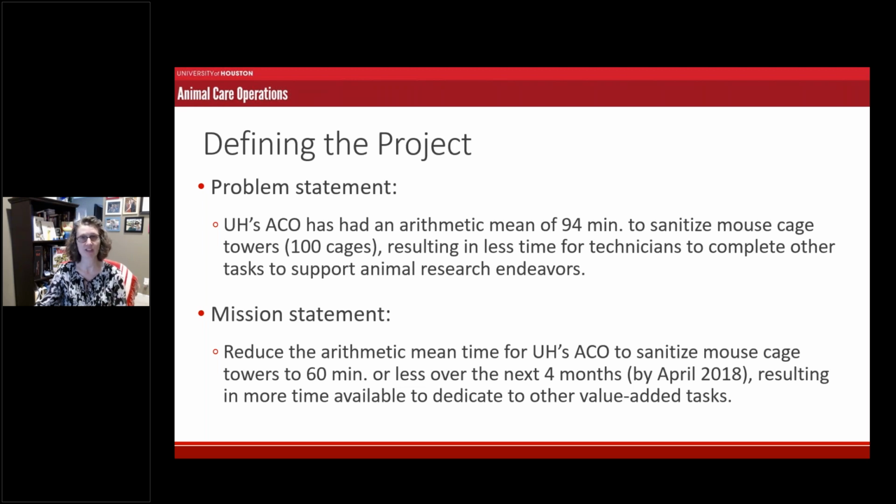And so the mission for this project became to reduce that average time to sanitize the mouse cage towers to 60 minutes or less over the next 4 months. And that's a very typical time frame for a Lean Six Sigma project, somewhere in 4 to 6 months. And so we're setting a goal that we believe is achievable in that amount of time. And this would result in more time available for the technicians to dedicate to other value-added tasks within the animal care operations.